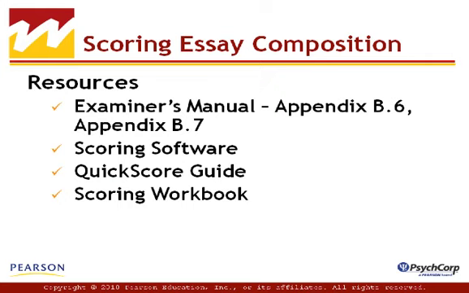In terms of scoring, once I write the essay as the examinee, you're going to collect the information, and you're going to use a number of resources that are included with the WIAT-III kit to score the essay. You'll certainly need the examiner's manual. There are several appendices that provide the directions for scoring, appendices B6 and B7. I'm going to show you how you could use the scoring software to score the essay, and the QuickScore guide, of which you received a copy, also is something that's going to be helpful for you as you're scoring the essay.